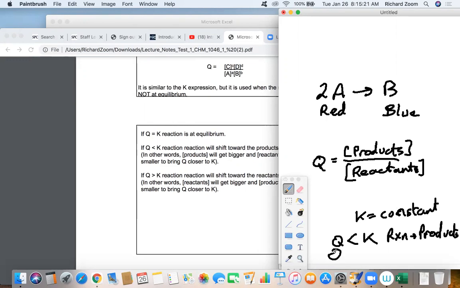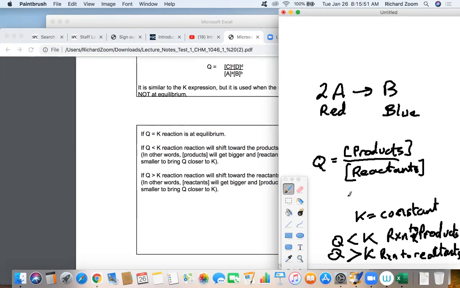If Q is greater than K, then Q is going to have to go down and the reaction will move towards the reactants. Does anybody have any questions? I can't believe nobody has any questions about this.